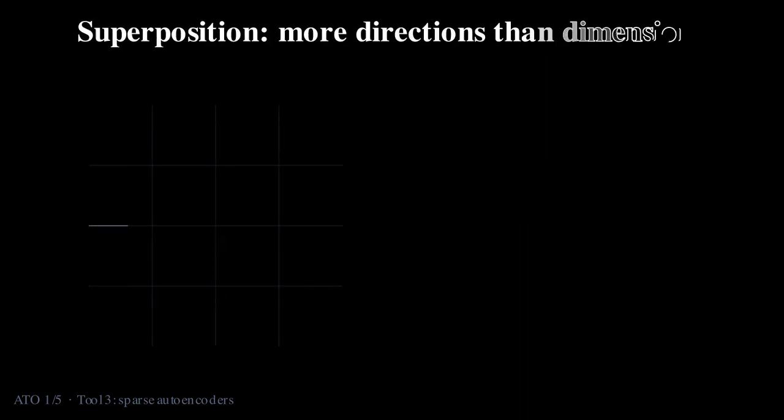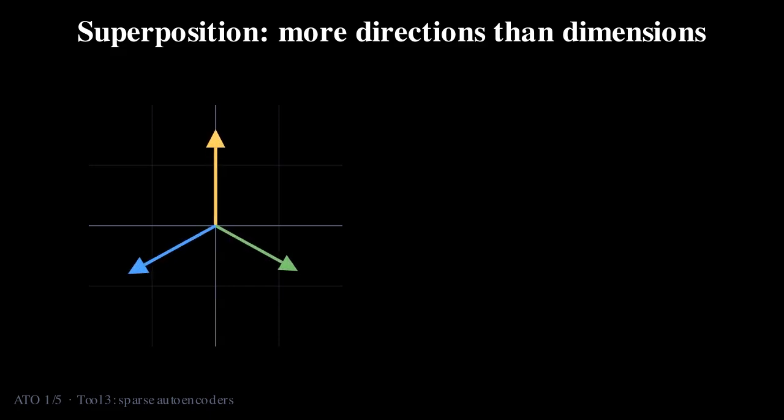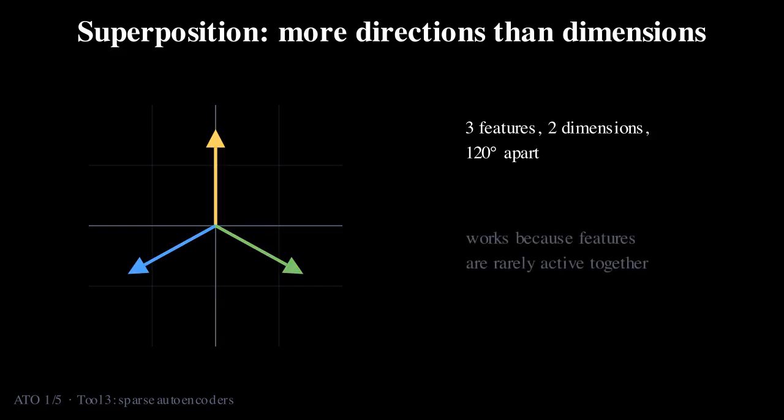The answer is called superposition. The model uses more directions than it has dimensions, by making them nearly, but not exactly perpendicular, and relying on the fact that almost all concepts are inactive at any given moment. Picture 3 arrows in a two-dimensional plane, each pair 120 degrees apart. None is perpendicular to the others, but if only one is active at a time, you can still read each one off almost cleanly.